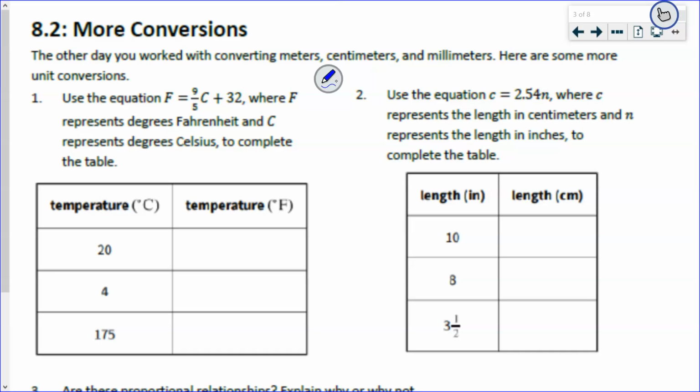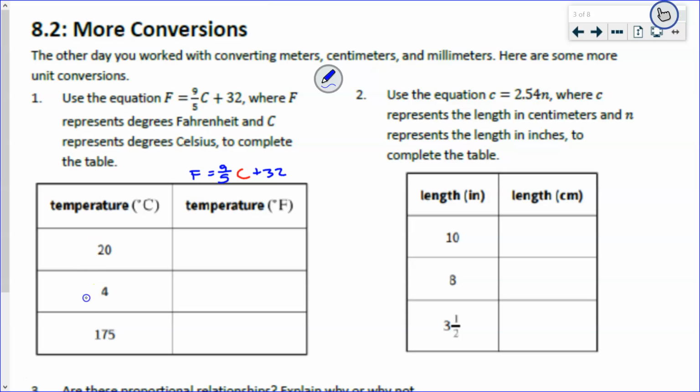And this is actually in reverse. This is going to help us go from Celsius, which you can see here on the left-hand side of the table, to Fahrenheit. So how do we do this? Well, we just use that equation. And the equation is F equals 9/5 times C plus 32.